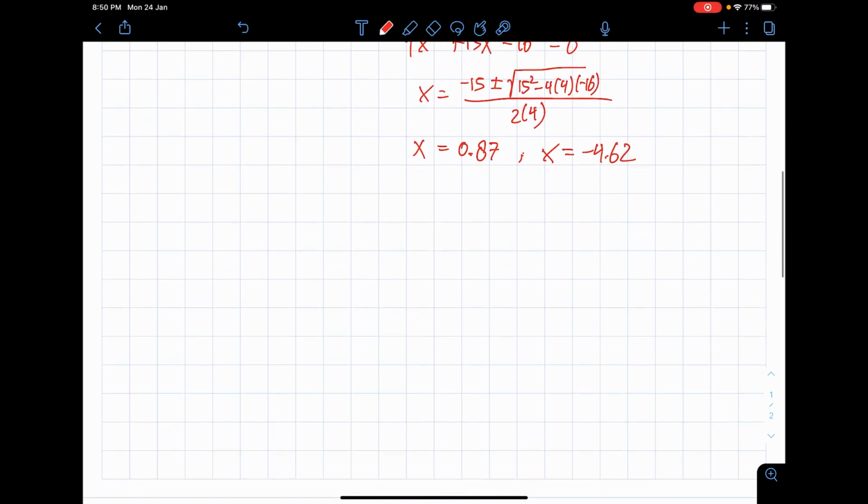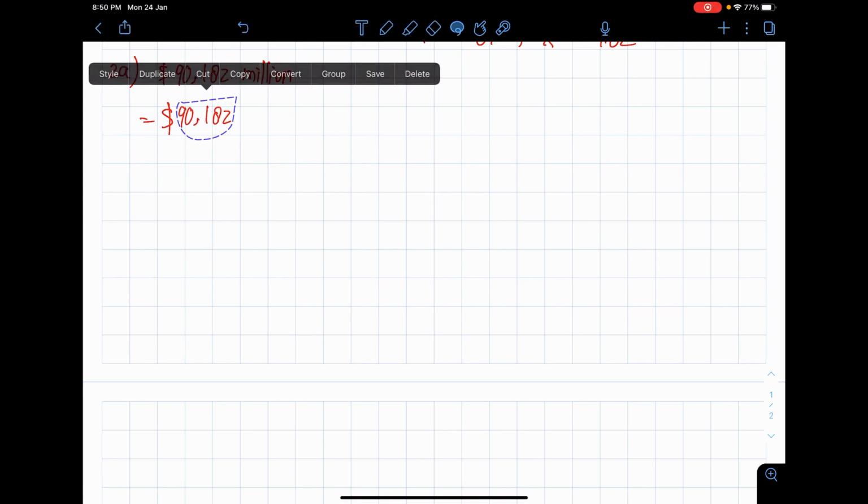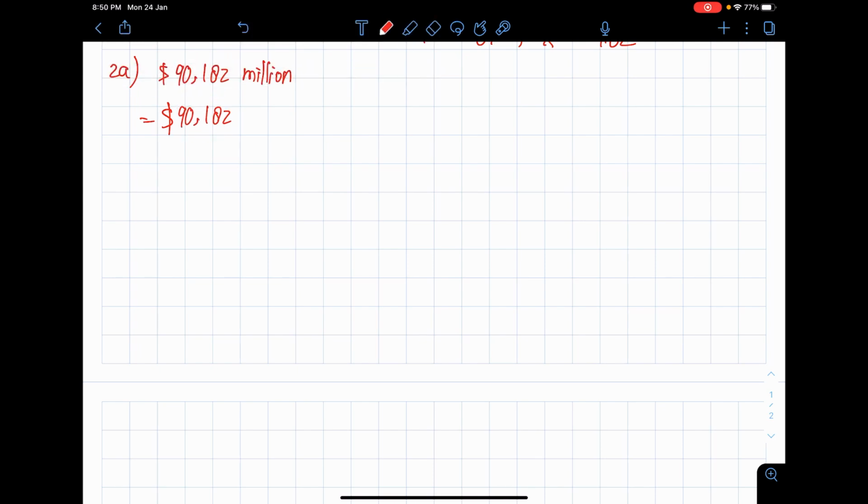All of the algebra questions come out. Next, question 2a. The value of fuels and lubricants exported in Singapore was a certain amount in million. Make it into 3 SF. So you have 90,182 million. Now million actually is the same as, let me just copy this, million is the same thing as multiplying by 6 zeros, that is you multiply it by 10 to the power of 6.